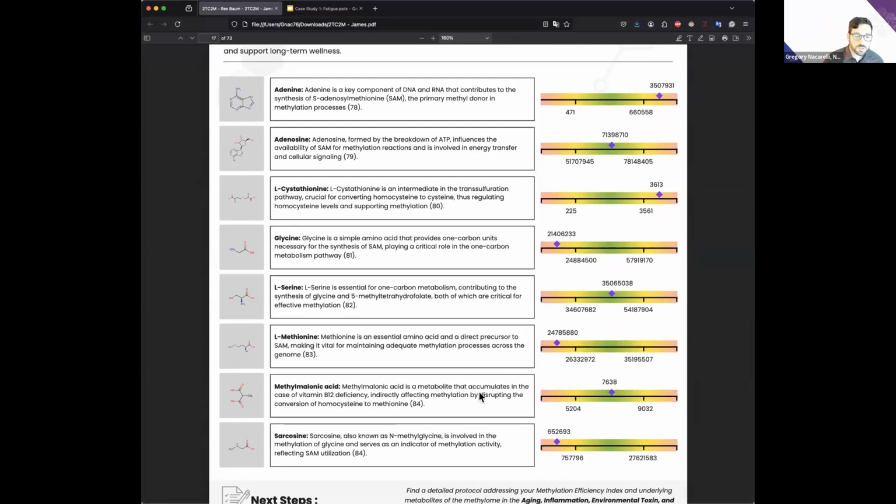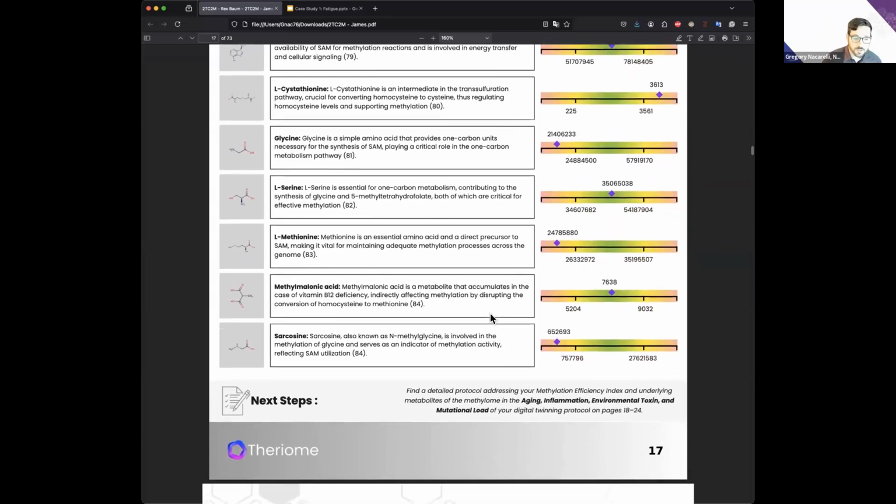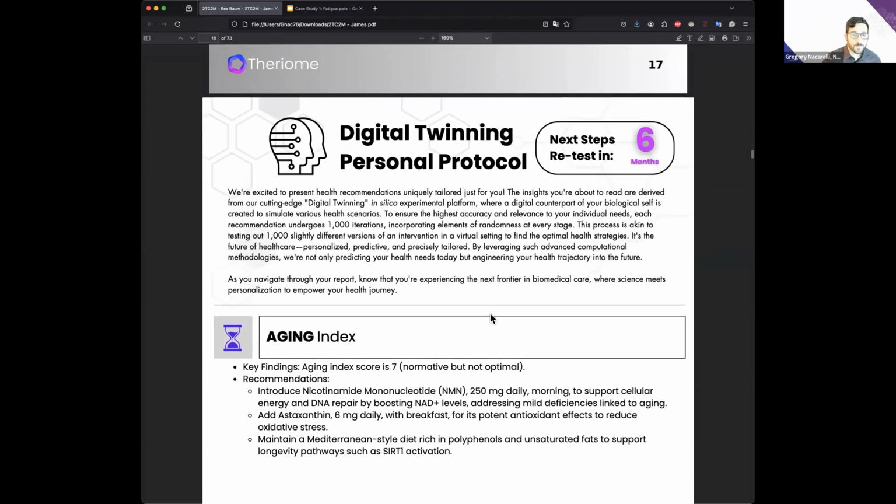His homocysteine was elevated in the cardiovascular section. So probably want to do some methylation support. All right, for y'all that are new to this, we have something called digital twinning.